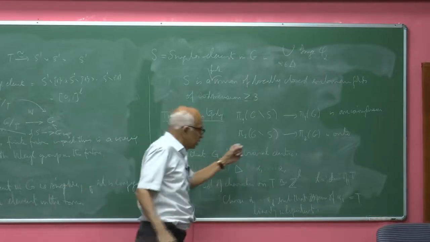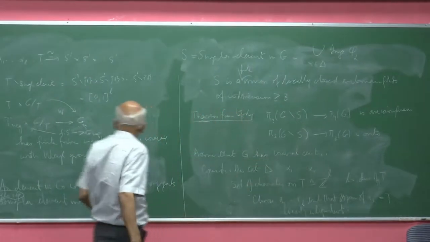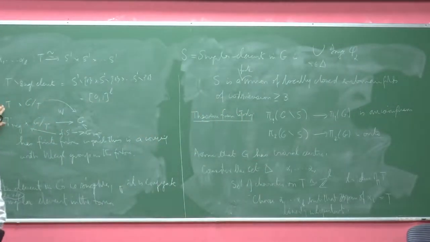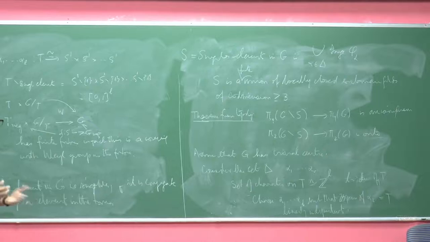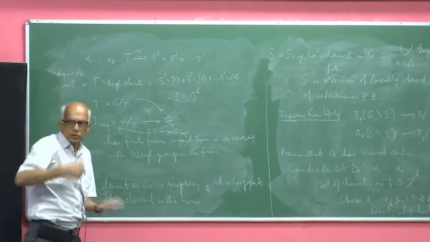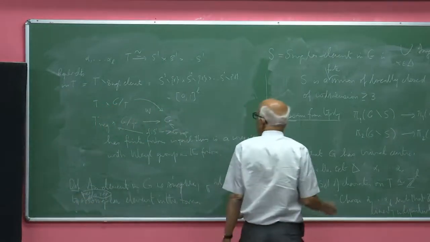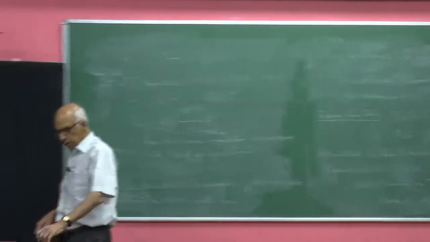Now for pi 2, something similar: you use the fact that pi 2 of T is 0 for the torus. Pi 2 of the torus is the same as pi 2 of the universal covering, which is Euclidean space, so it's trivial. So as a consequence, what we have proved is the following.